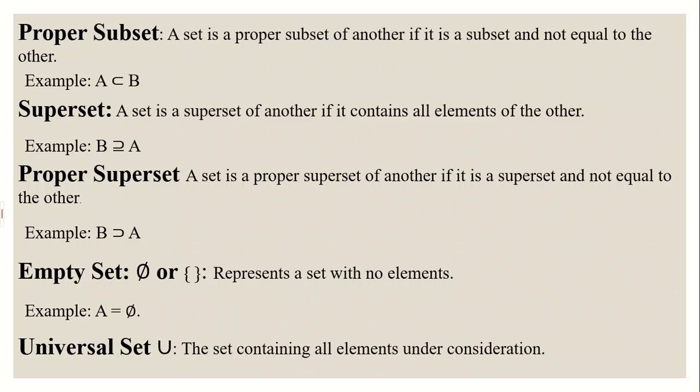Then the next one is universal sets. For the universal set, you use this sign to represent it. Look at it here, it looks like U. You use it to represent the universal set. So what's the meaning? The set containing all elements under consideration. That is what we call the universal set.